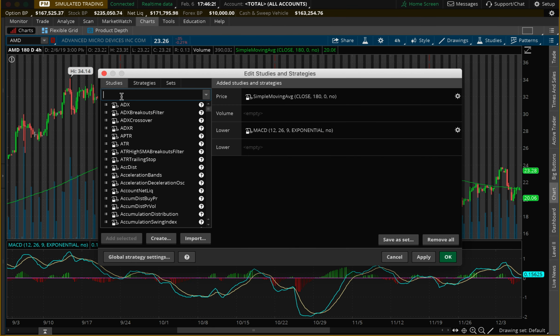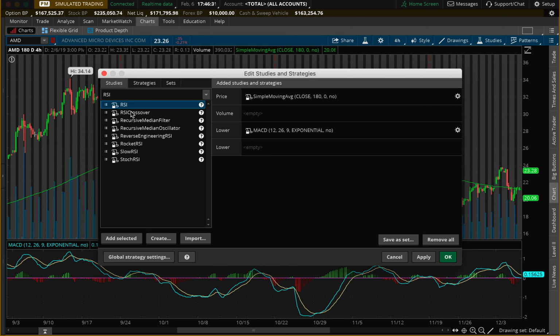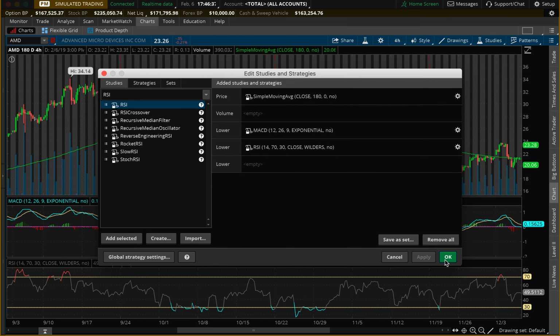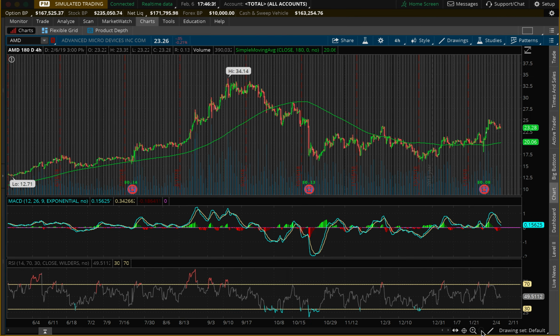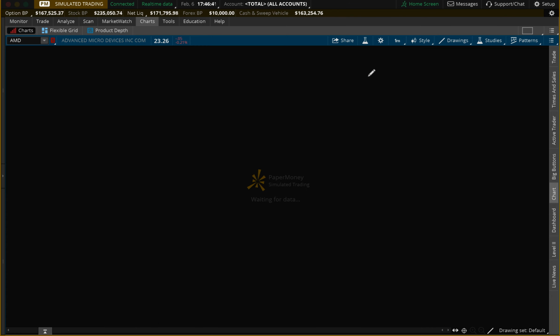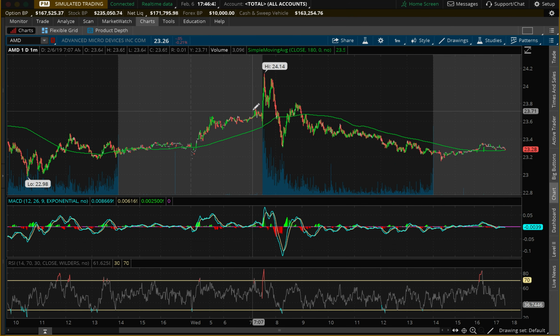We'll go into Edit Studies and type in RSI, the first one again, add selected. We'll keep all that information as is. Go ahead and hit apply and then OK. We'll go ahead and go to the 1 day 1 minute like we did before.